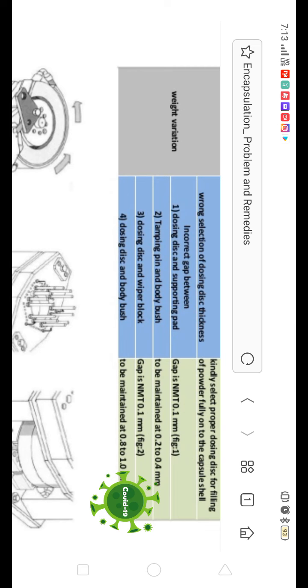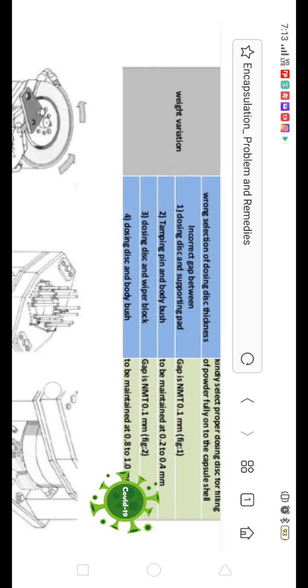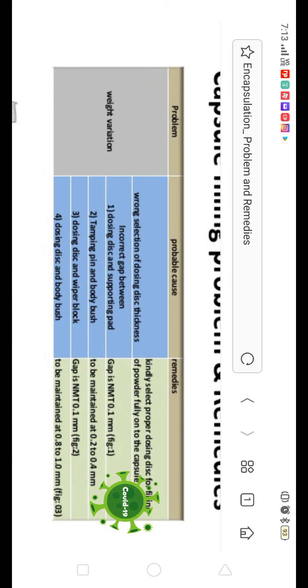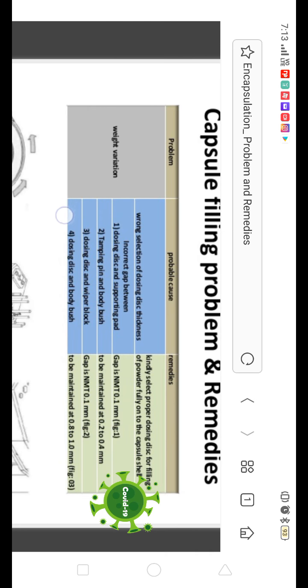So if we have set the gap properly, then there should not be any type of weight variation, right? So these are called capsule problems and remedies.